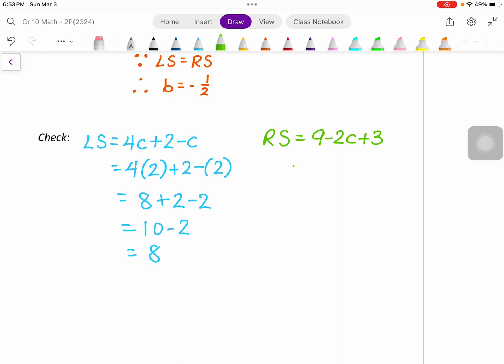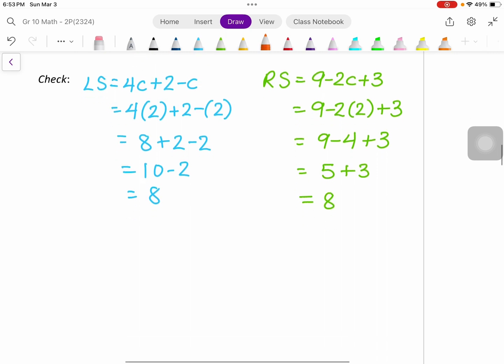So let's check our right side. 9 subtract 2 times 2 plus 3. That's 9 subtract 4 plus 3. 9 subtract 4 is 5 plus 3, and that is equal to 8. So once again, we solved correctly. Since left side equals right side, therefore our solution is c equals 2.